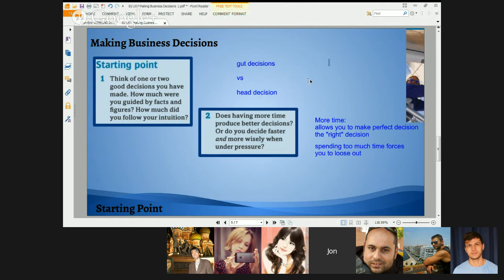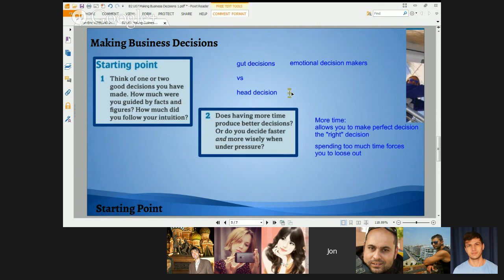So my point is that we've got maybe two kinds of people. What would you call people that use gut decisions? What would you call people that use more head decisions? What do you think, Shadow? What would you call a person who uses their gut to make that kind of decision? I think we call them emotional people. Okay, sure. Emotional. We can say emotional decision makers. Absolutely.